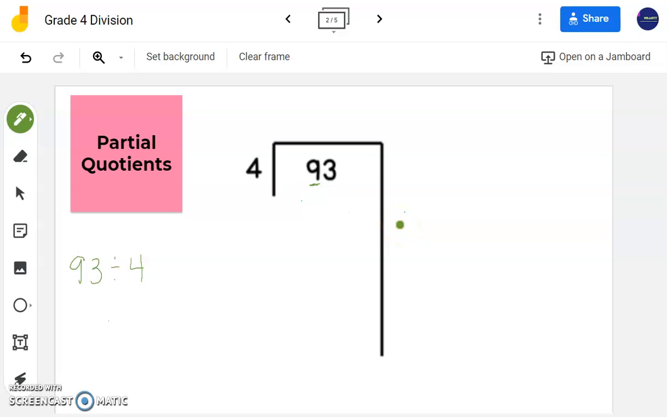So I know that 4 times 0 is 0, 4 times 1 is 4, 4 times 2 is 8, and 4 times 3 is 12. So 8 and 12 are both pretty close to 9, but if I chose 12, that's way too big, and 8 is not exactly 9, but it's really close to 9. So I think we're going to use 8. Now here's the thing, 4 times 2 gives me 8. Now notice 8 got me close to or exactly to 9.